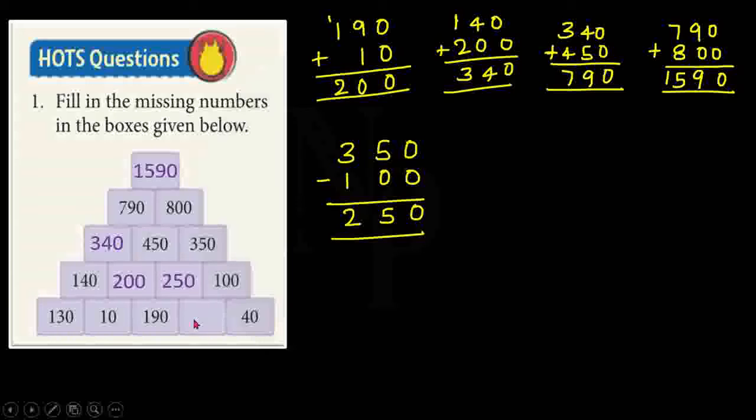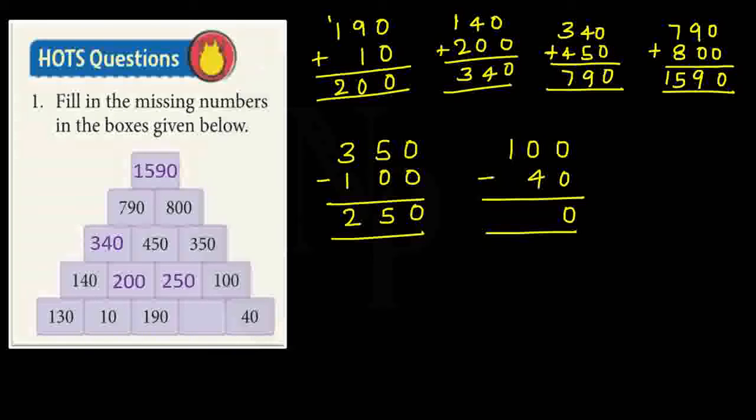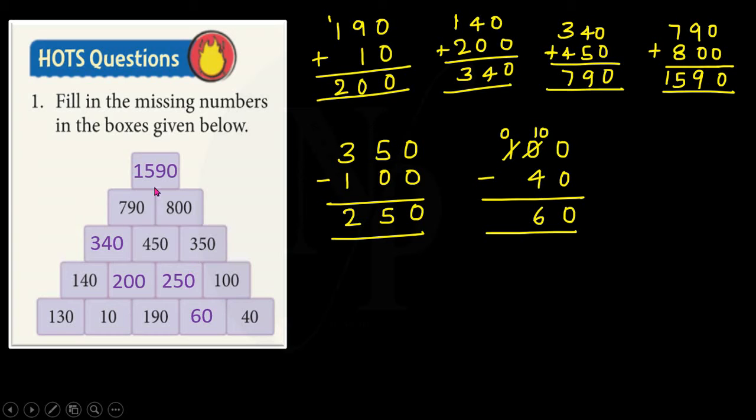To fill this box, what you should do is subtract 40 from 100, you get the number to be filled in this box. 100 minus 40, subtracting 0 from 0 is 0, subtracting 4 from 0 is not possible, you need to regroup, you will make 0 and this will become 10. Subtracting 4 from 10 you get 6. 60. So 60 is to be filled in this box. So like this you have to fill in these empty boxes.